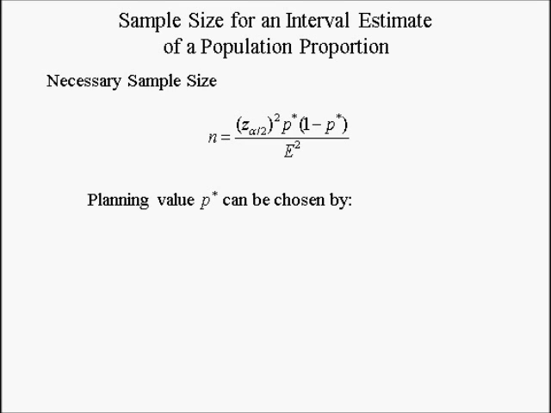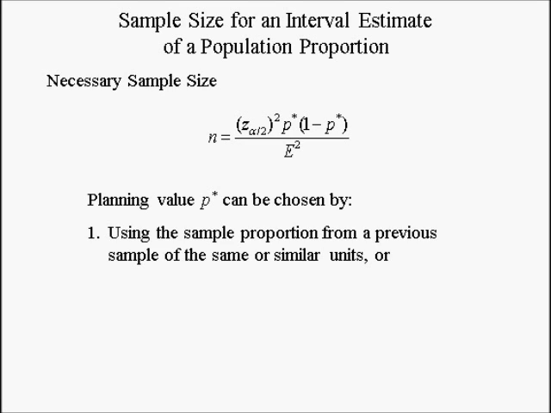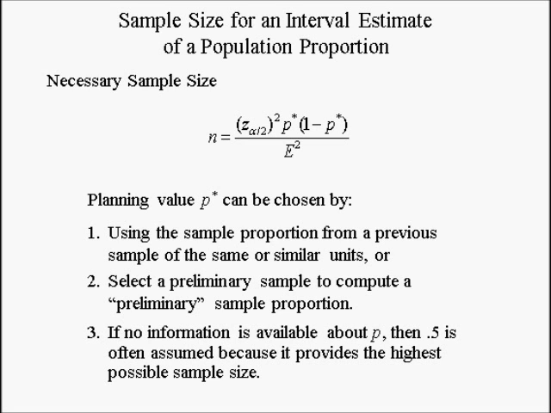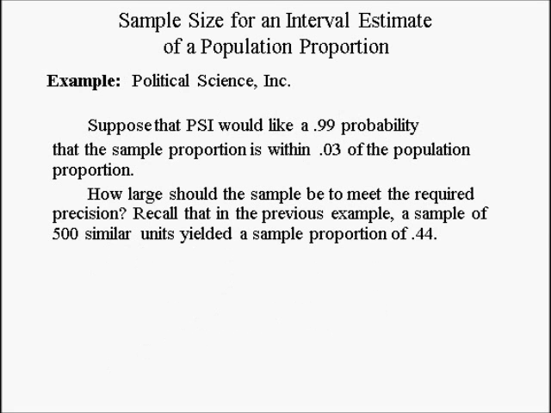Planning value p star can be chosen by 1. Using the sample proportion from a previous sample of the same or similar units, or 2. Select a preliminary sample to compute a preliminary sample proportion, or 3. If no information is available about the population proportion, 0.5 is often assumed because it provides the highest possible sample size.